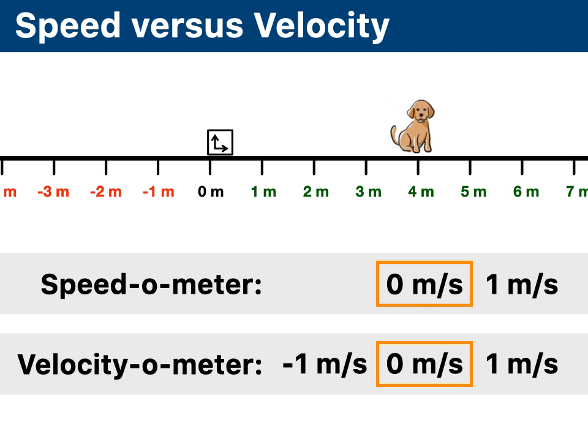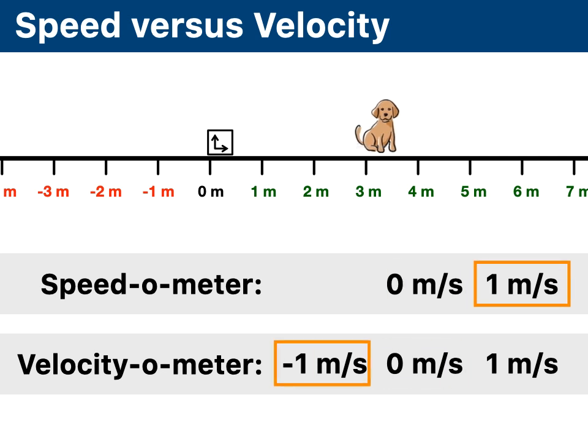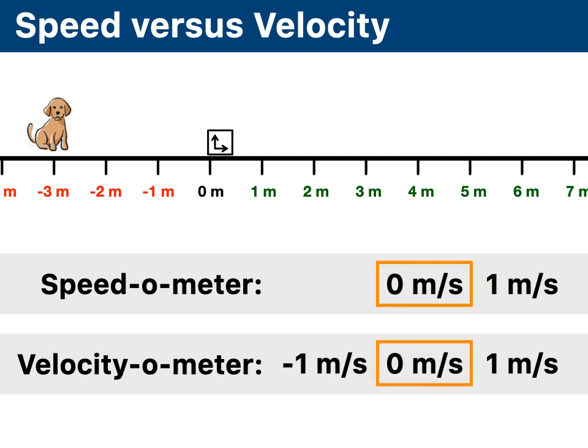But take a look what happens when the dog starts going back to the left. The left is considered the negative direction. The speed is still 1 meters per second, but the velocity is -1 meters per second. So you have to kind of remember, speed is simply how fast you're going, but velocity is how fast you're going in a certain direction.